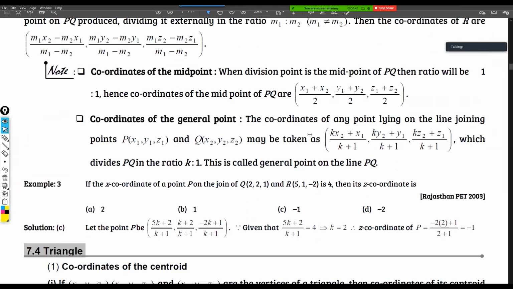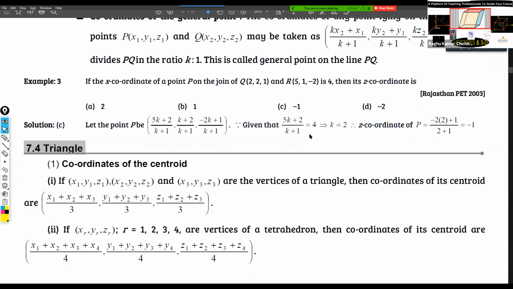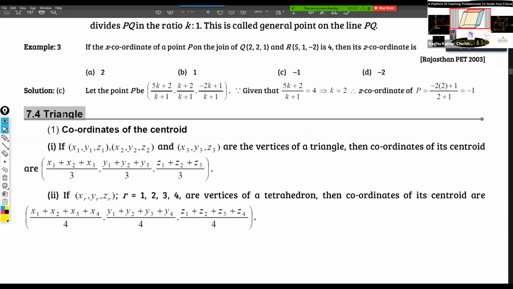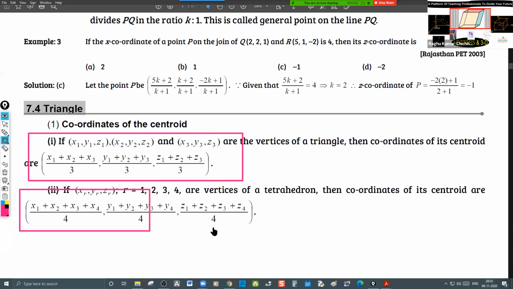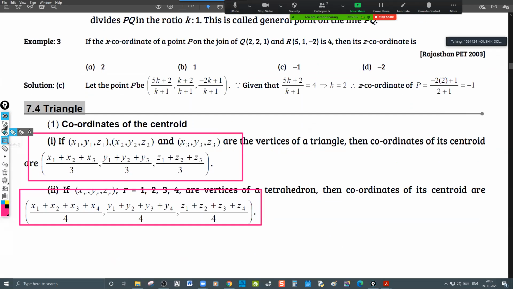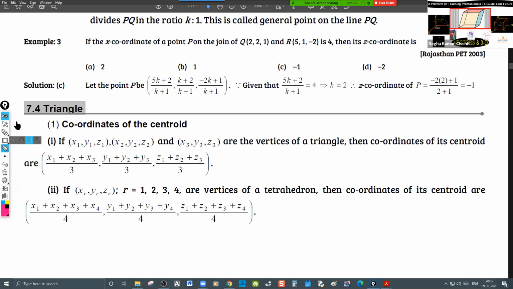Next, coordinates of the general point is given anyway. Whenever we work out the problems, I'll be doing that. Now, the triangle centroid. Centroid of the triangle, I need not insist on it because you have learned it in your 10th class itself. But it is three-dimensional geometry, so this is new to you. Like what? This is a tetrahedron. So let me elaborate this in the working rule. How do we proceed to work out in the objectives? That's what I'll show you.